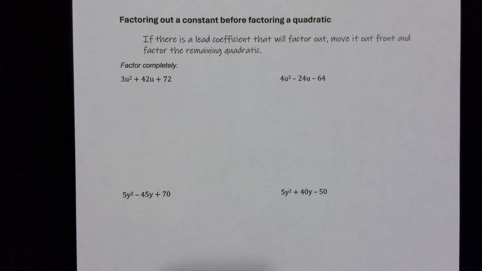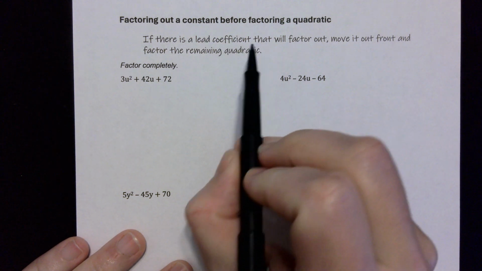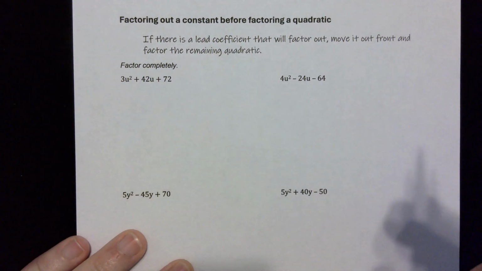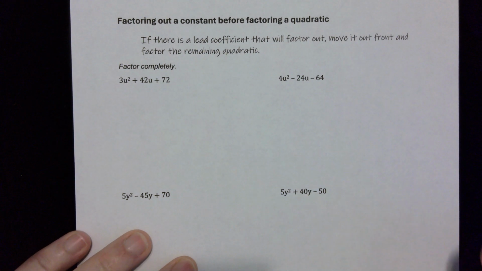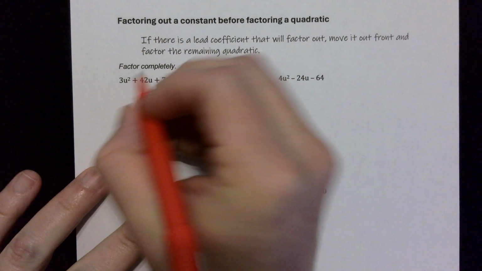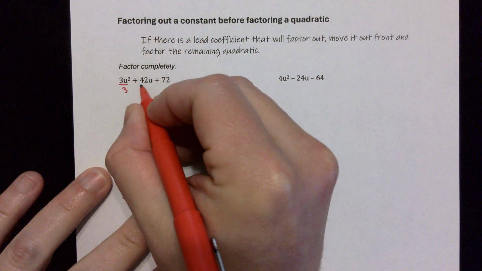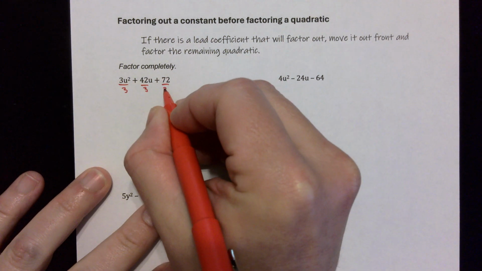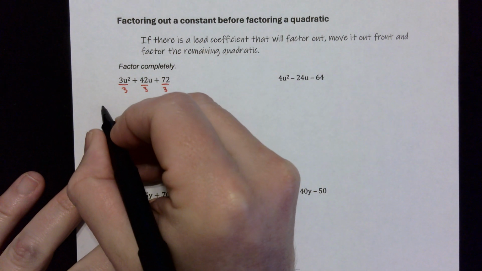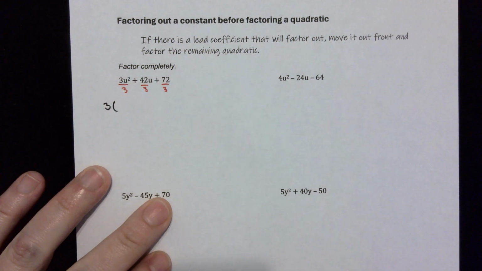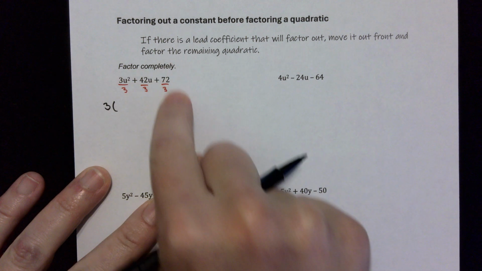Okay, so the question is, it says if there's a lead coefficient that will factor out. So here's the 3. So that's what we're going to try to use on this. We're going to try to factor out that 3 and see what's left. And when I factor it out, what I'm really doing is dividing it from each term so that we can put it out front. Okay, so when I'm dividing it, which is factoring it, I'll put that 3 out front. And what's left is each one of these terms that are divided by 3.